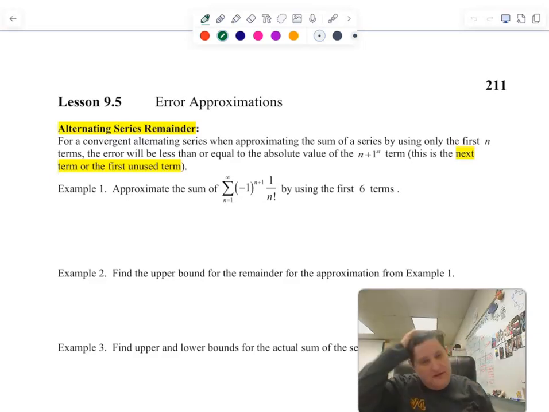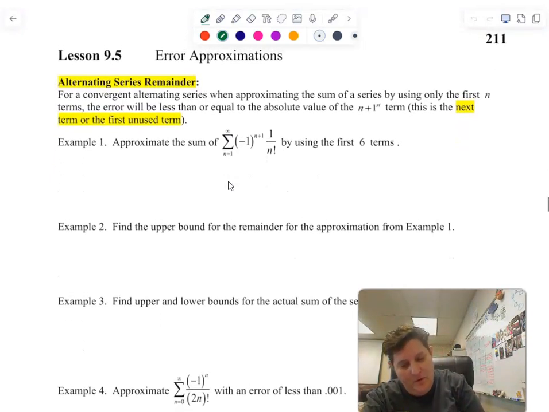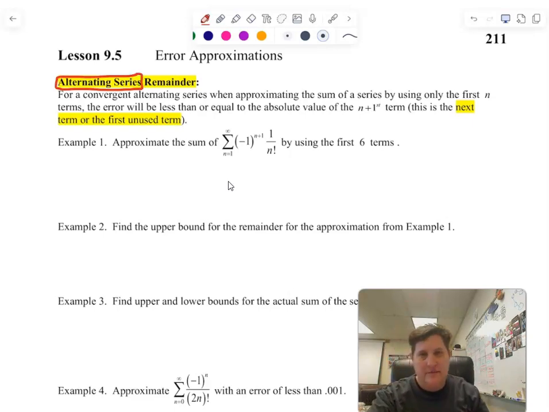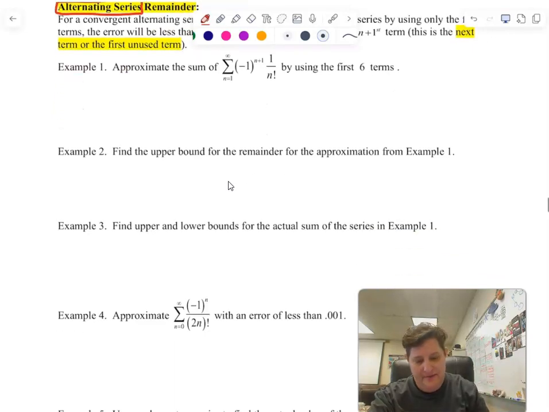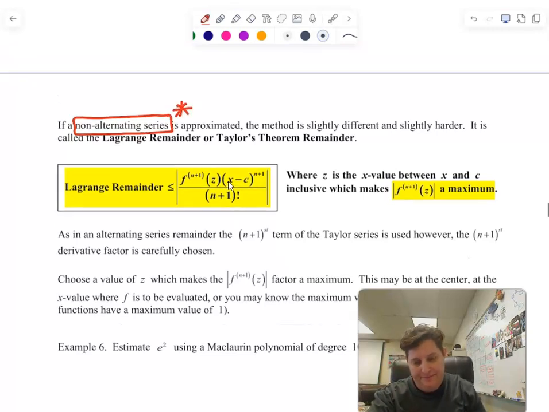Okay, friends, error approximations, my least favorite thing in this chapter, but it's okay. It's actually not too bad. All right, here's how it goes. Now, what I want you to focus on for a minute is the fact that on the first page, I am only talking about alternating series, okay? Ones that go plus, minus, right? On the second page, we will talk about non-alternating series, which are a little bit more difficult, all right?